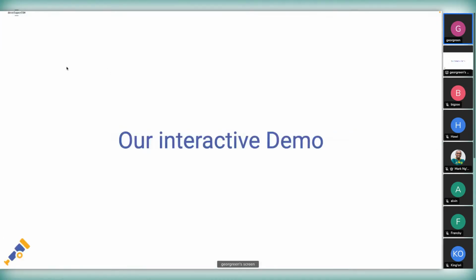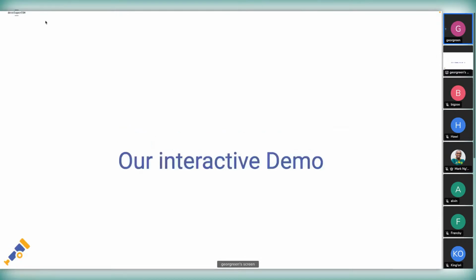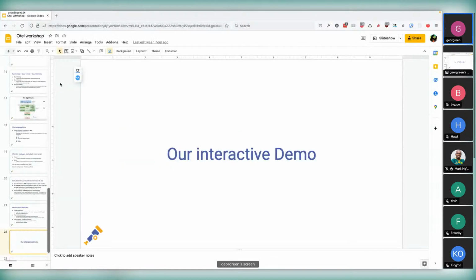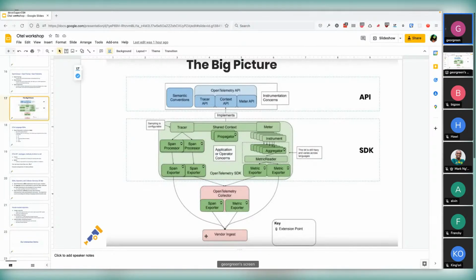So let me just try to go back. In this diagram I showed earlier, Sentry would be here. It's a vendor. It's something that takes your log and does something to it. So Sentry will fit in here.